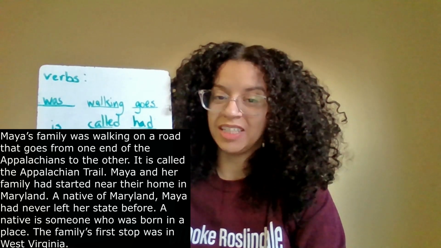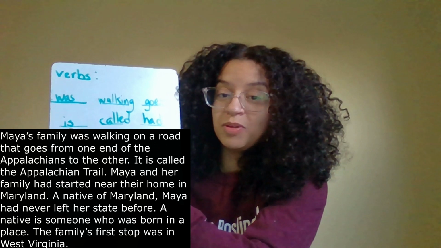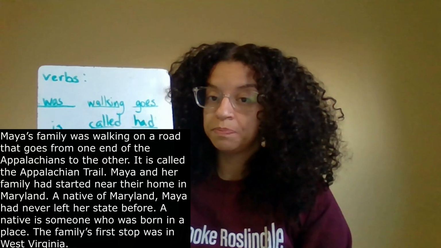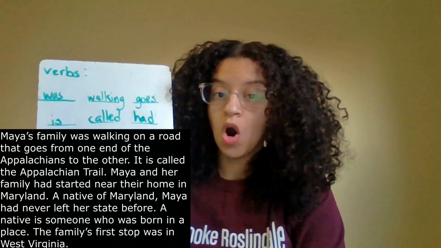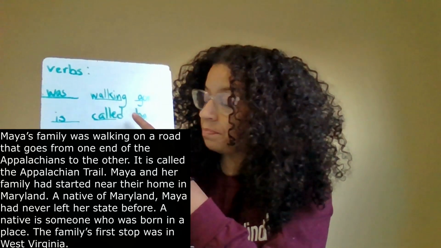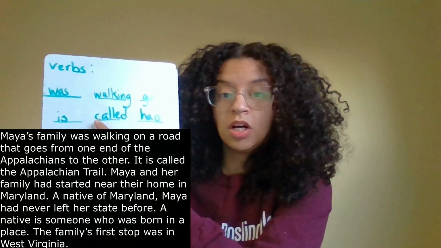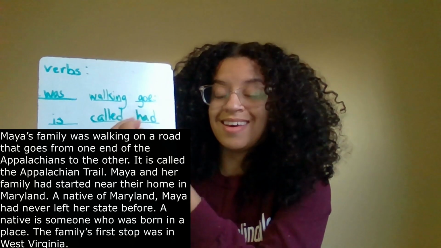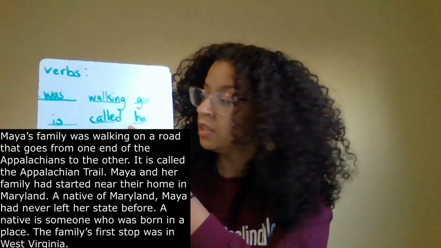Sentence number 2. It is called the Appalachian Trail. "Is" is a being verb. Don't forget those being verbs. Oh, I'm sorry, I forgot. "It is called." It is the being verb right here. I'm sorry, the action verb is "called."